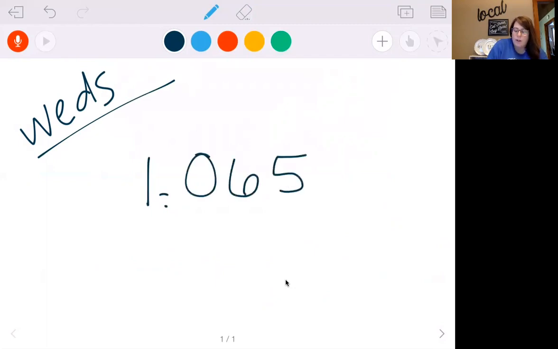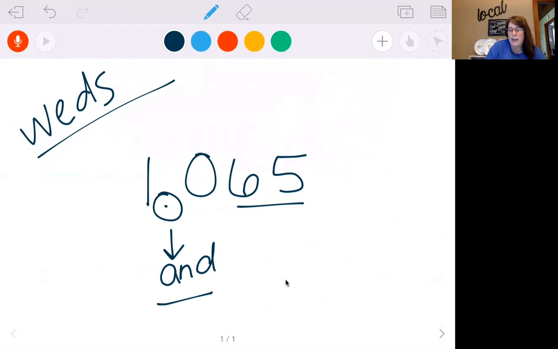If you write 1.065, this decimal right here, we read the decimal point as the word "and." So we would say that as 1 and 65 thousandths. We know it's thousandths because it has 1, 2, 3 places here. We don't say that 0, so we just say 65 thousandths.